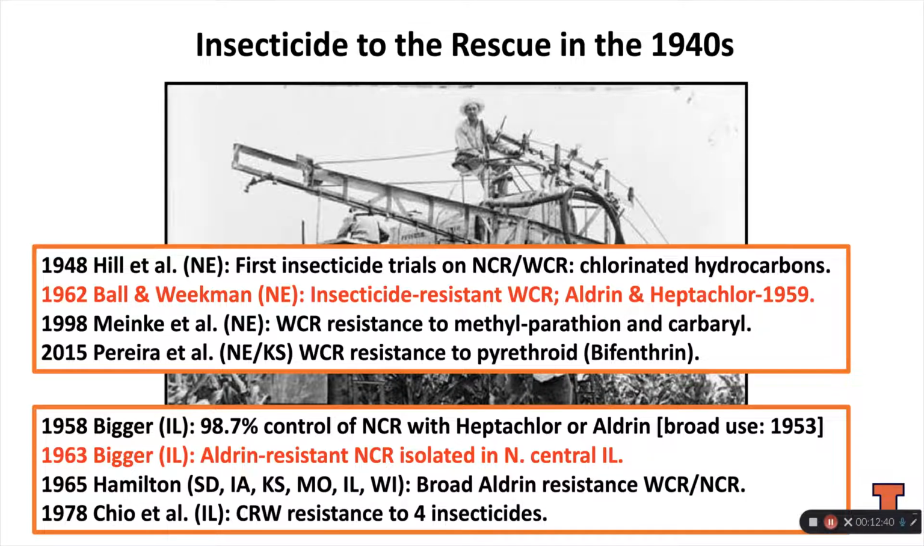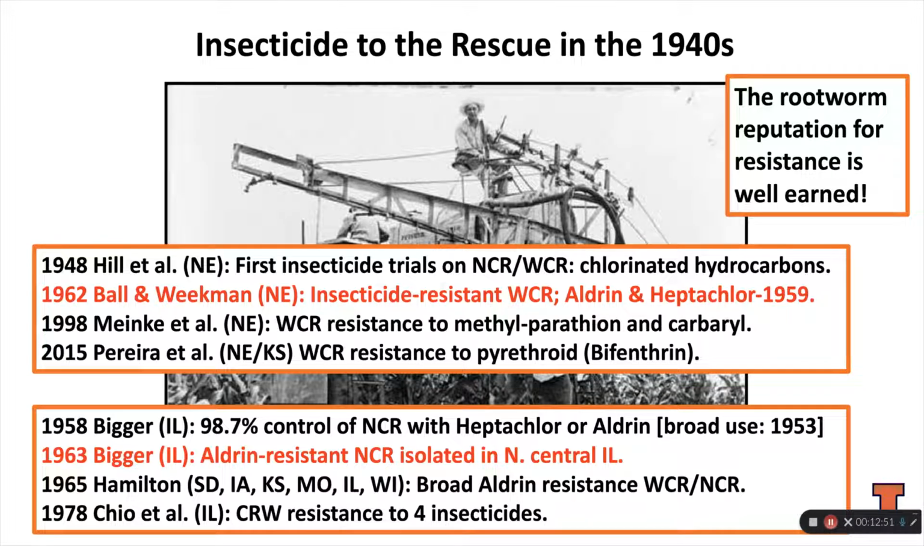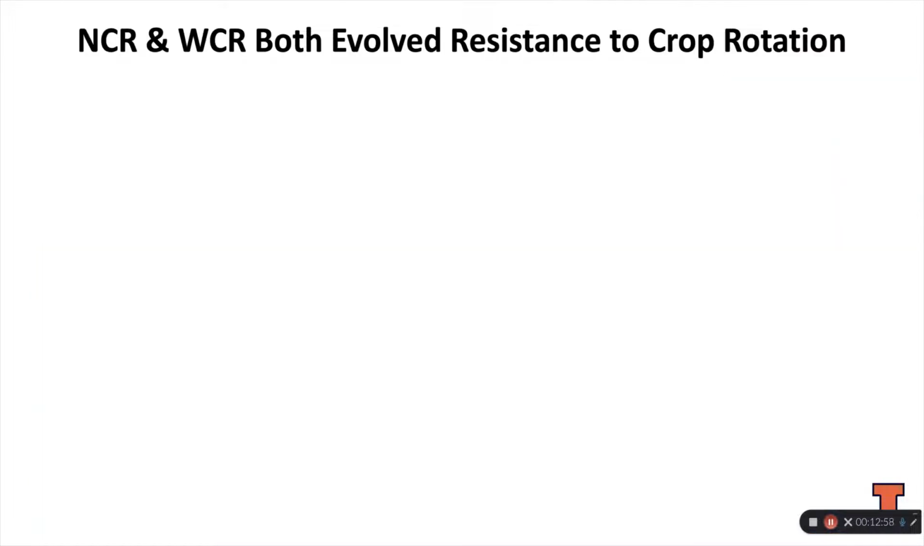By 65, there was broad resistance to both species, and in 1978, there was corn rootworm resistance to 4 insecticides in Illinois. So the rootworm's reputation for being a highly resistant species is well earned.